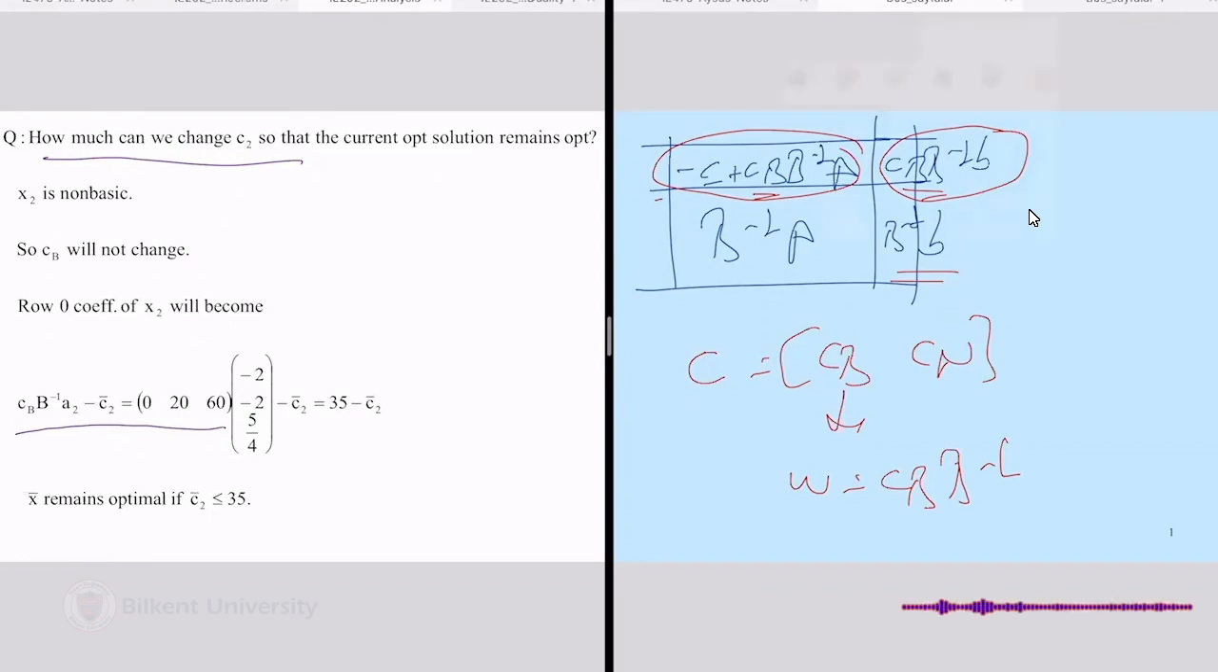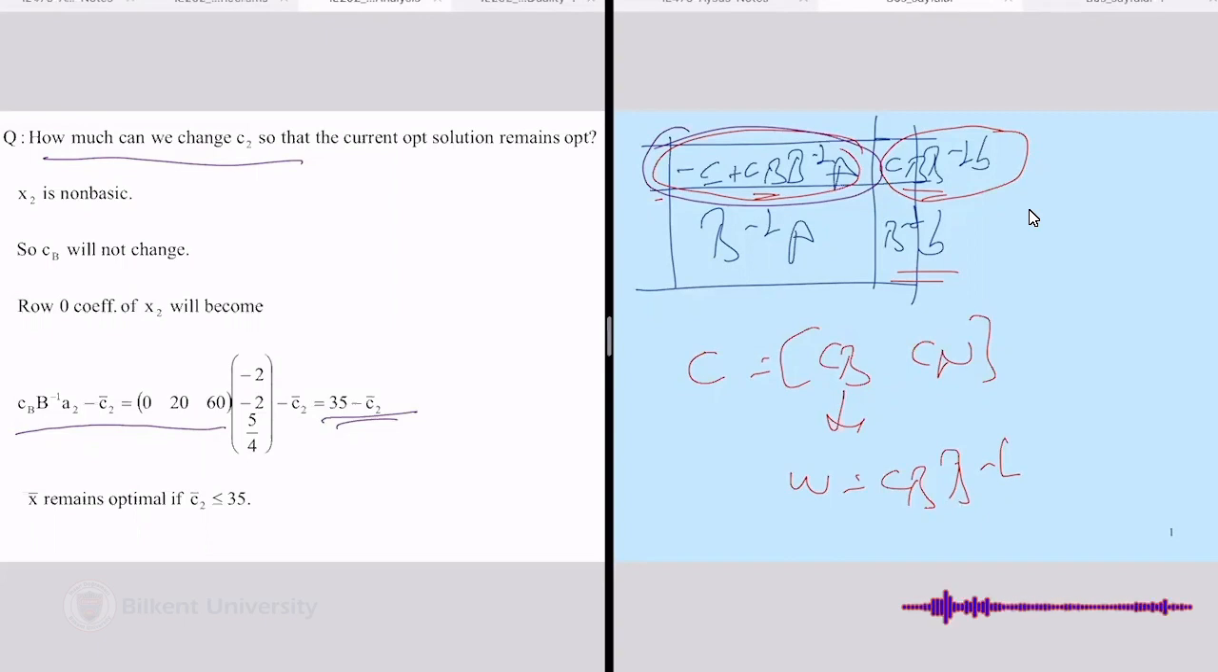This is my row 0. And you just need to calculate it for one entry there, for X2, which is, of course, minus C2 plus CB B inverse A2. If you do the math, this is what you end up with. The value is 35 minus C2 tilde. In the current solution, it was 30. That's why we were seeing 5 there, right?